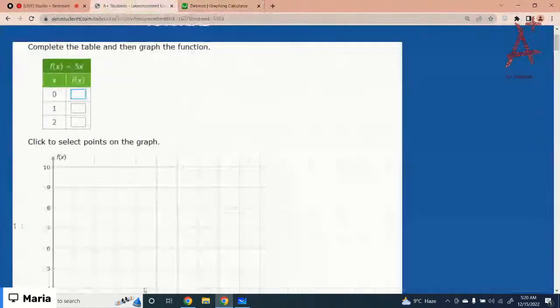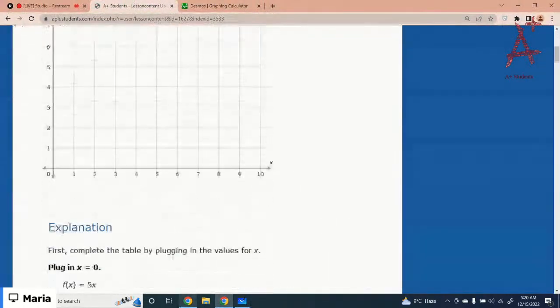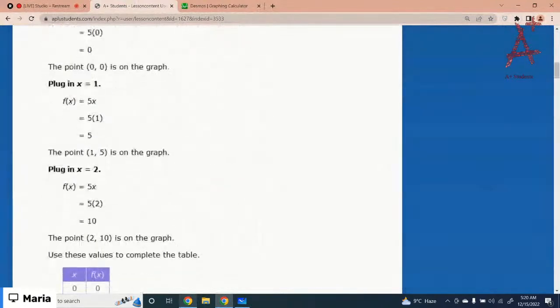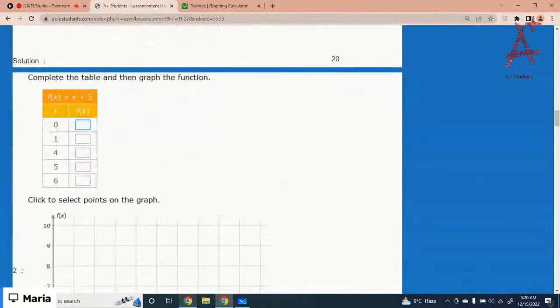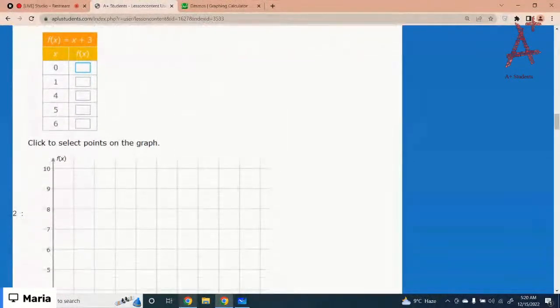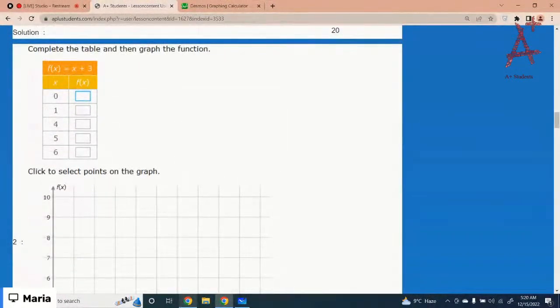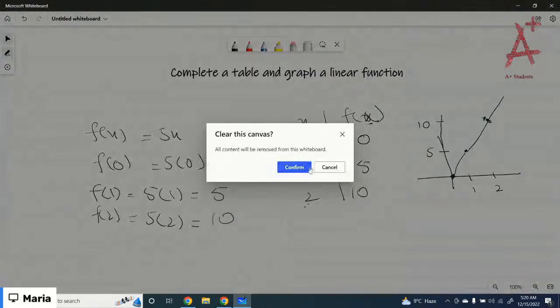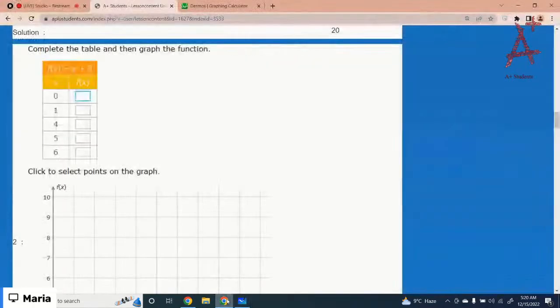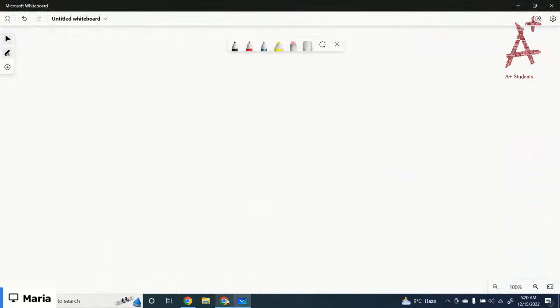Okay, let's look at another example. The next example is to complete the table and then graph the function. The function given is f of x equals x plus 3. Just look at the function. You have to complete the values for x equal to 0, 1, 4, 5, 6. The function is f of x equals x plus 3.